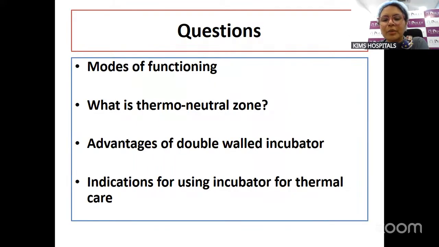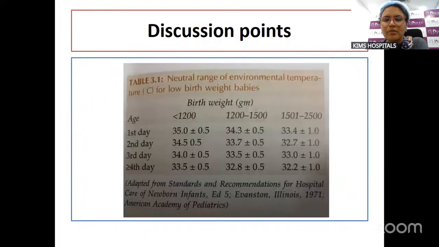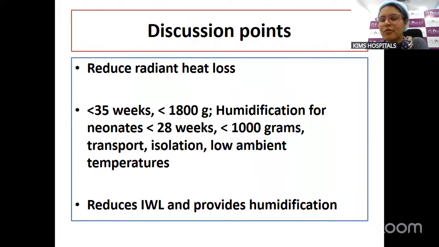Now, the advantages of a double-walled incubator include lesser radiant heat loss. Indications of using an incubator for thermal care: there are various indications, especially for babies less than 30 weeks or babies less than 1,200 grams, and babies who require humidification because of increased insensible water losses, such as babies born less than 28 weeks. The incubator offers particular advantages over the radiant warmer. The babies may also benefit from having an incubator during transport, for the purpose of isolation, and in setups where there is low ambient temperature.